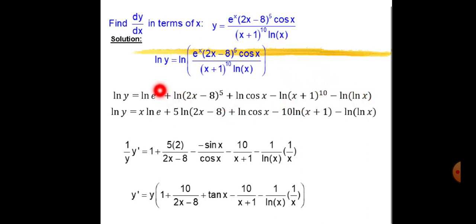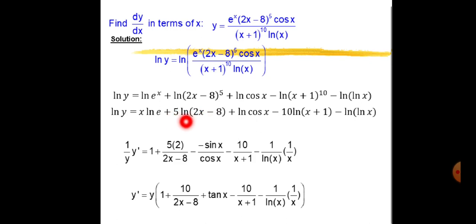Now we know that we can write this power behind the ln, we can drop it down, so we can write x ln e, and we know that ln e equals 1, so this term equals x. And now we have here to the power 5, put the power behind the ln, 10, put the power behind the ln. Now find the derivative. Ln y is y prime over y, or 1 over y times y prime. Ln e equals 1, and the derivative of x equals 1, so we have to write x here, plus 5 ln 2x minus 8.